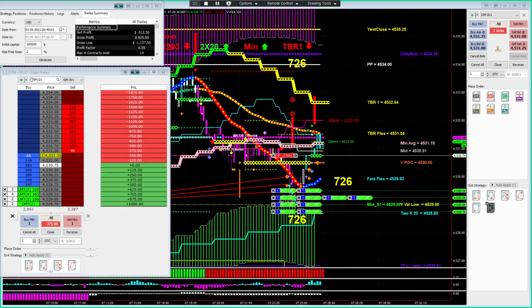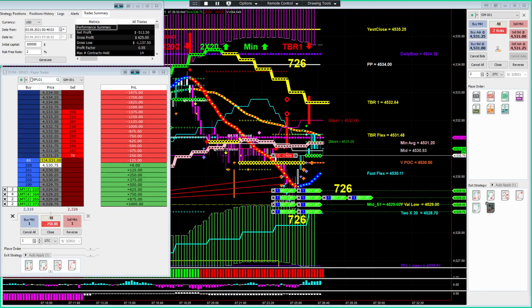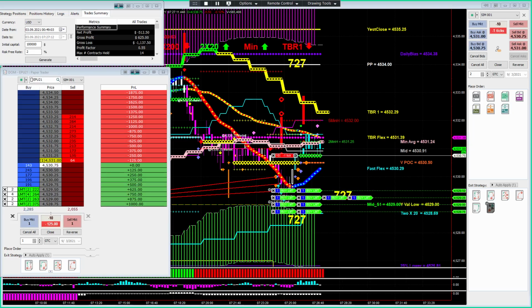Volume point of control just adjusted. So now we have a couple of data points, right? So in other words, if we fall under the volume point of control and again under fast flex, then maybe we can add to it to get out a little bit more. If volume point of control holds and the minute average holds, it wants to go up, we might have to consider another reverse.